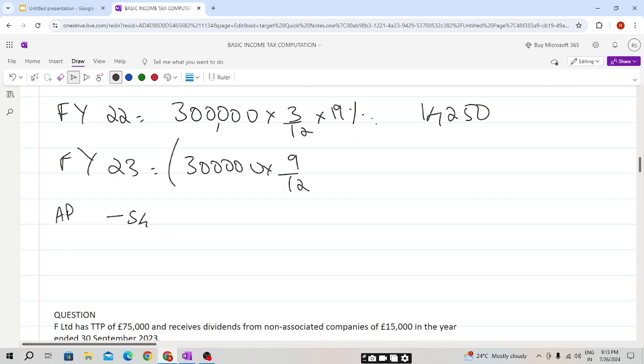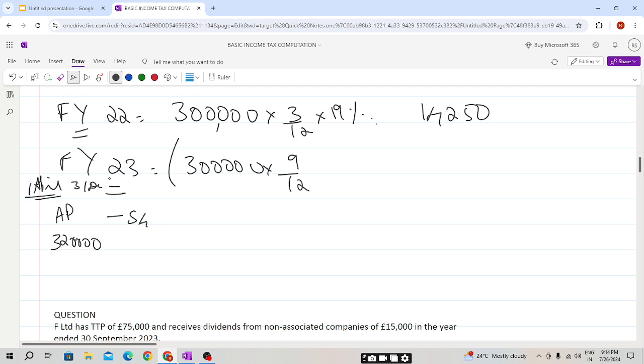Now students, this 320 belongs to the whole 12 months accounting period. But 3 months of that belong to finance year 22, so it will not be included in this year. The augmented profit rules apply for finance year 23, which starts from 1st April to 31st March. So it will be applicable from 1st April till 31st December in our case.